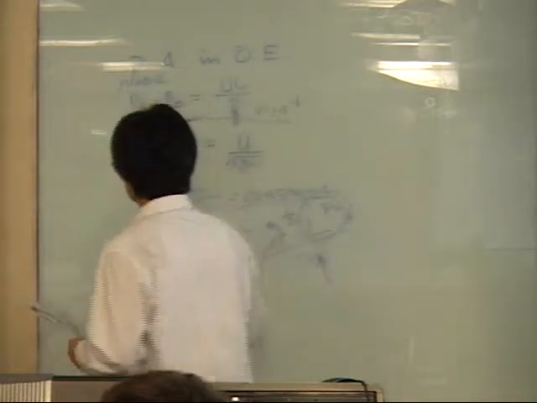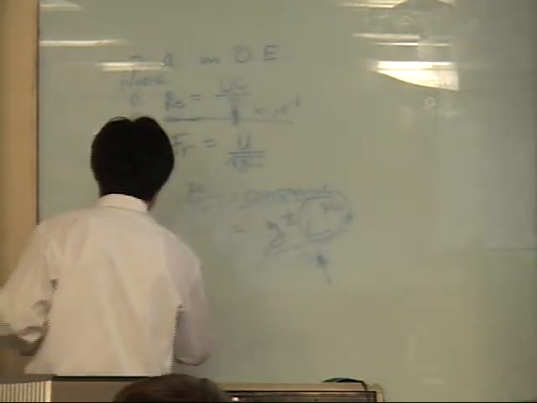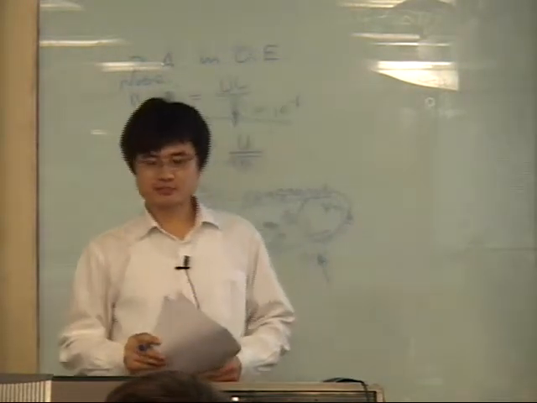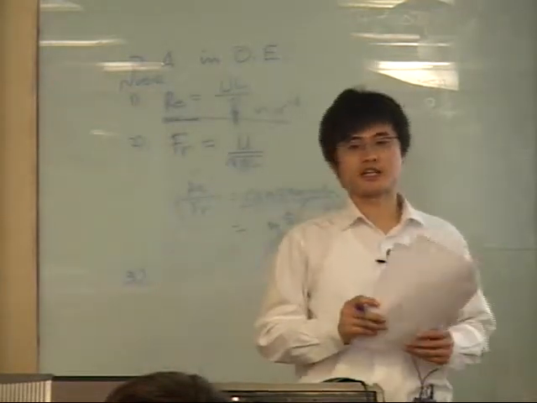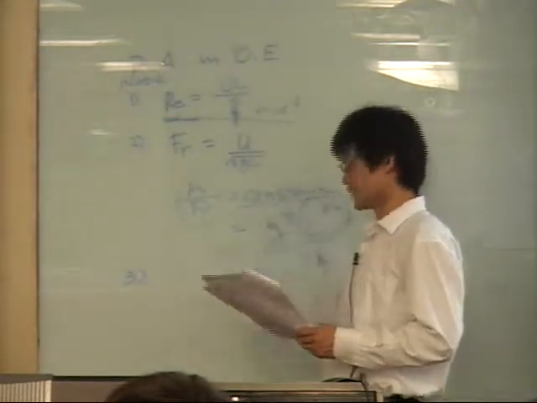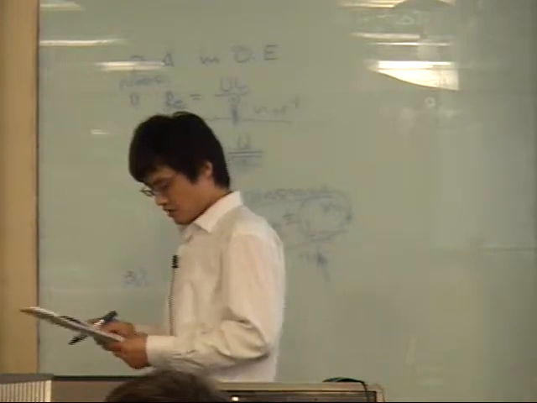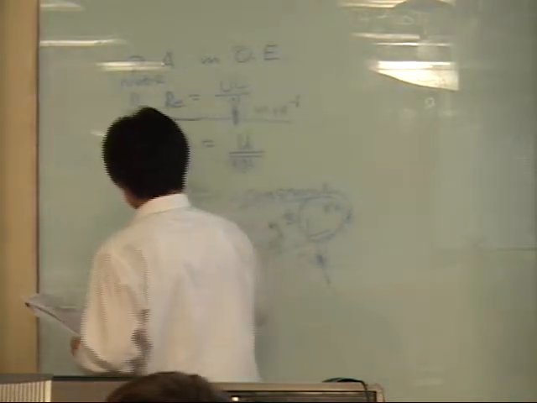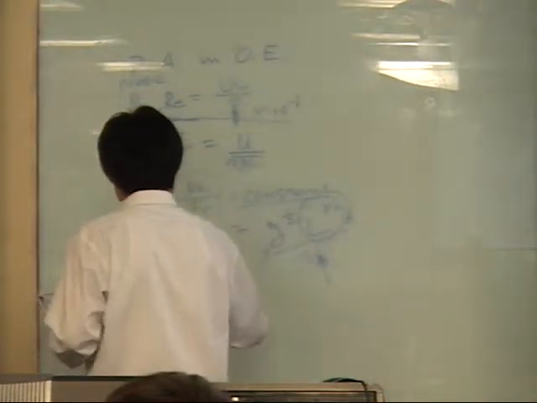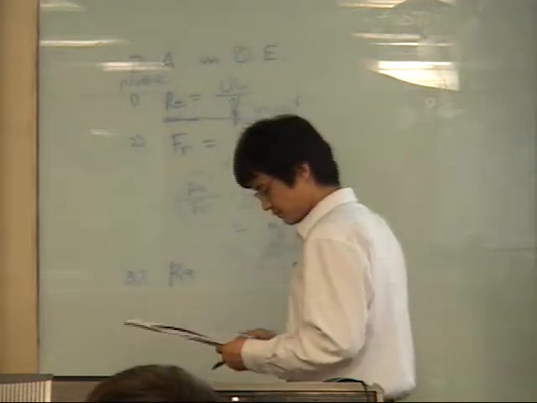Now let's take a step back. Let's pretend we can achieve dynamic similarity. Let's look at this number, the Reynolds number.